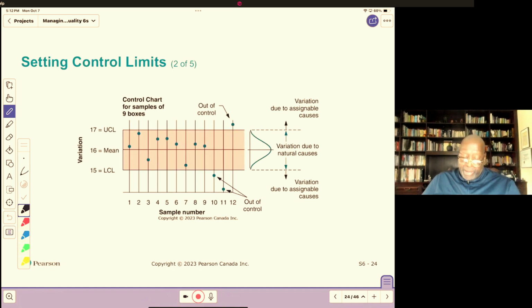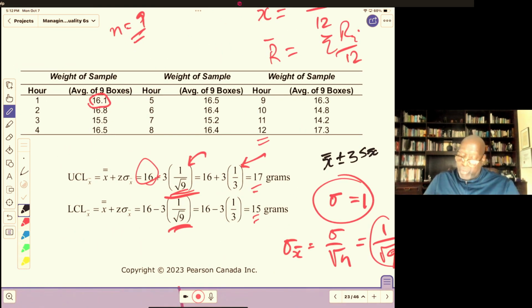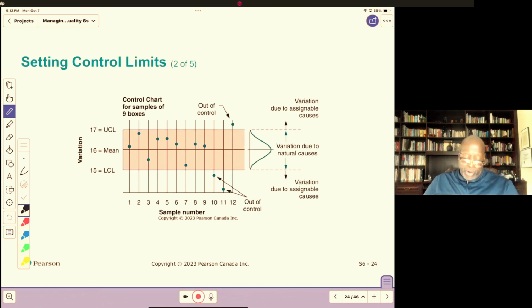And so for the data that we have, did we have anything that fell below 15? Let's see. We have a couple of them. Those fell below 15. And then, well, let's look at what went above 17. We have one that went above 17.3. So which means that we have some out of control points. So drawing the diagram, as you could see, the variation between 15, 17, and the average. So these are the control limits right here.